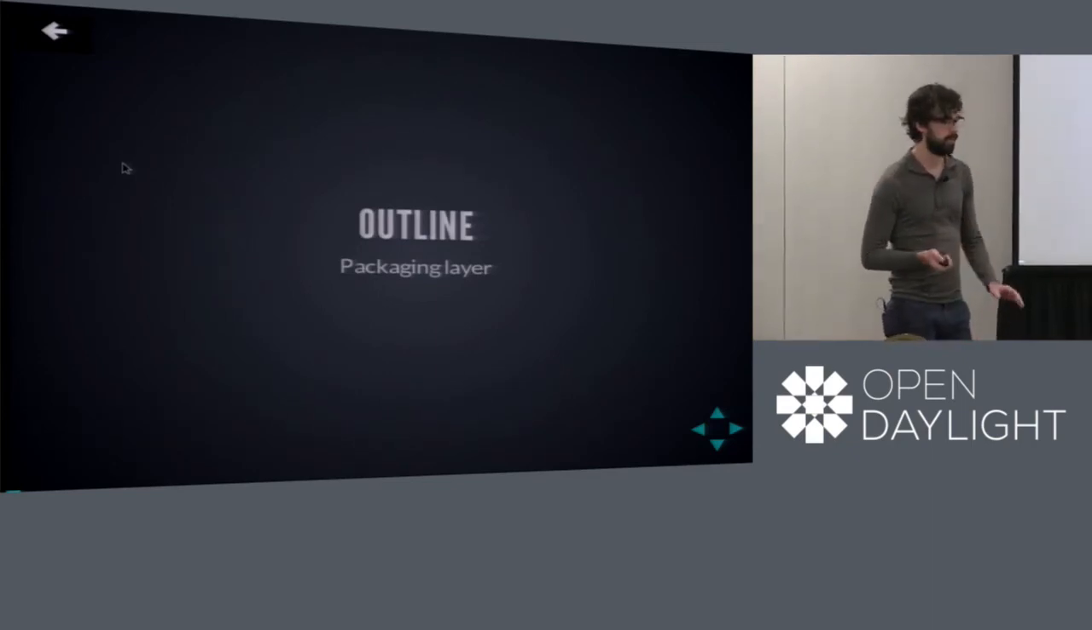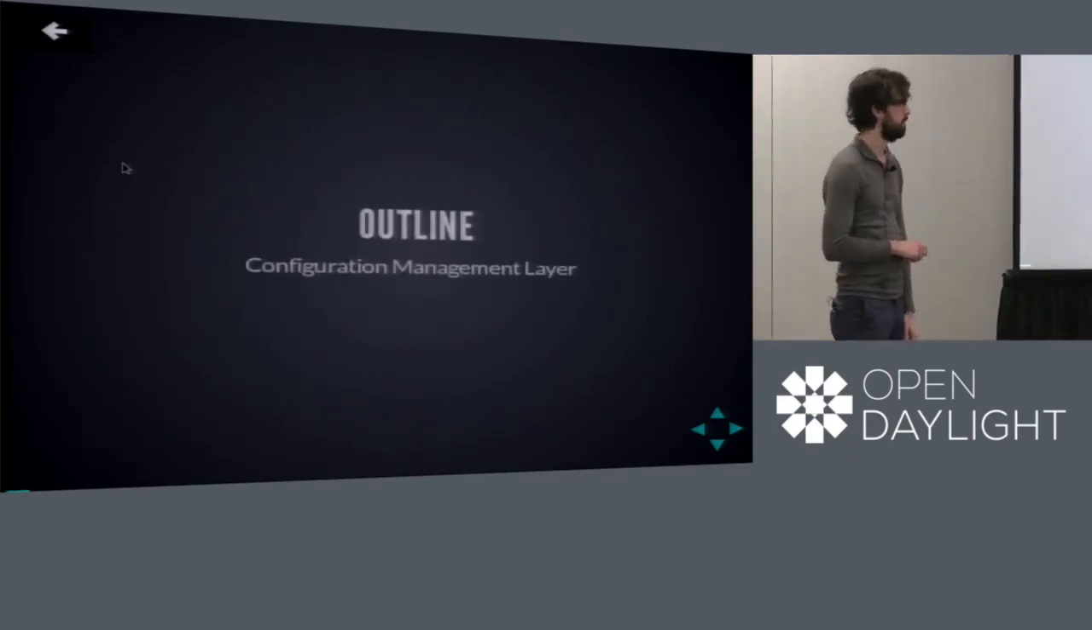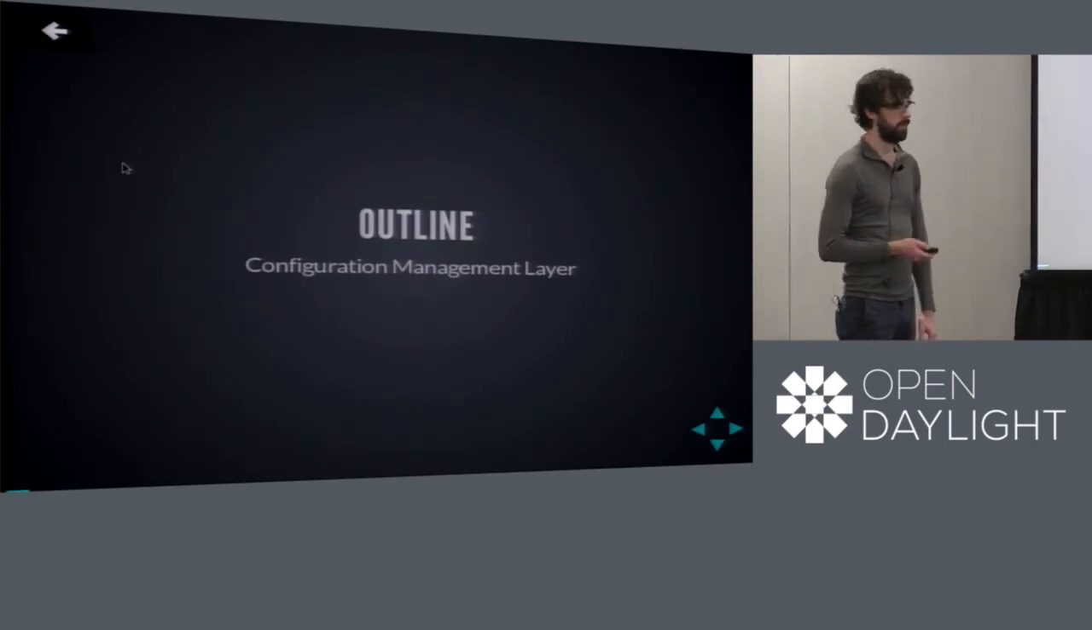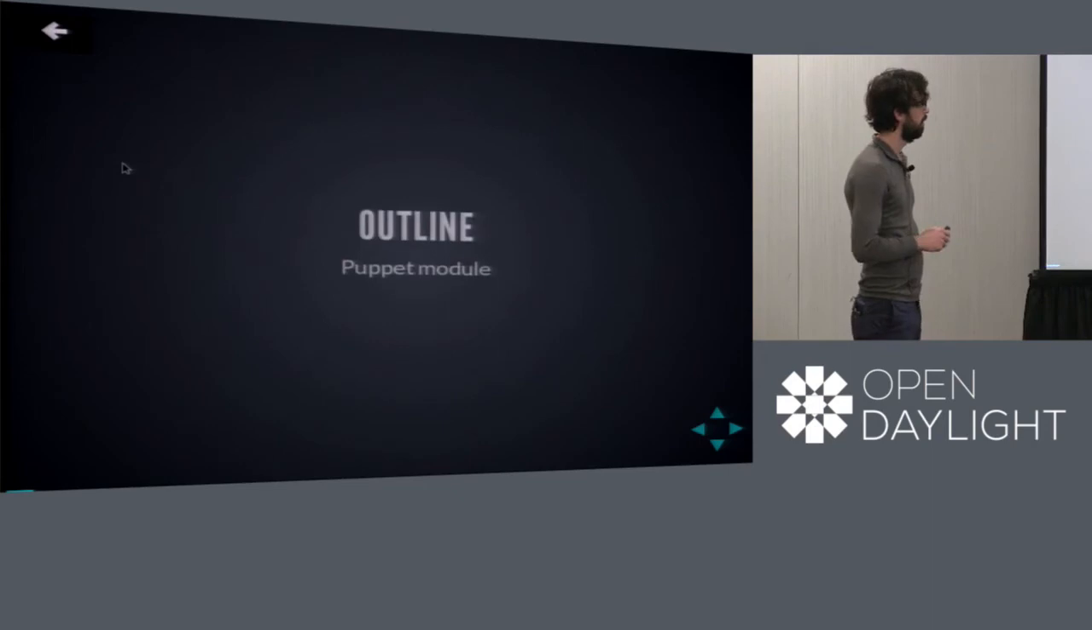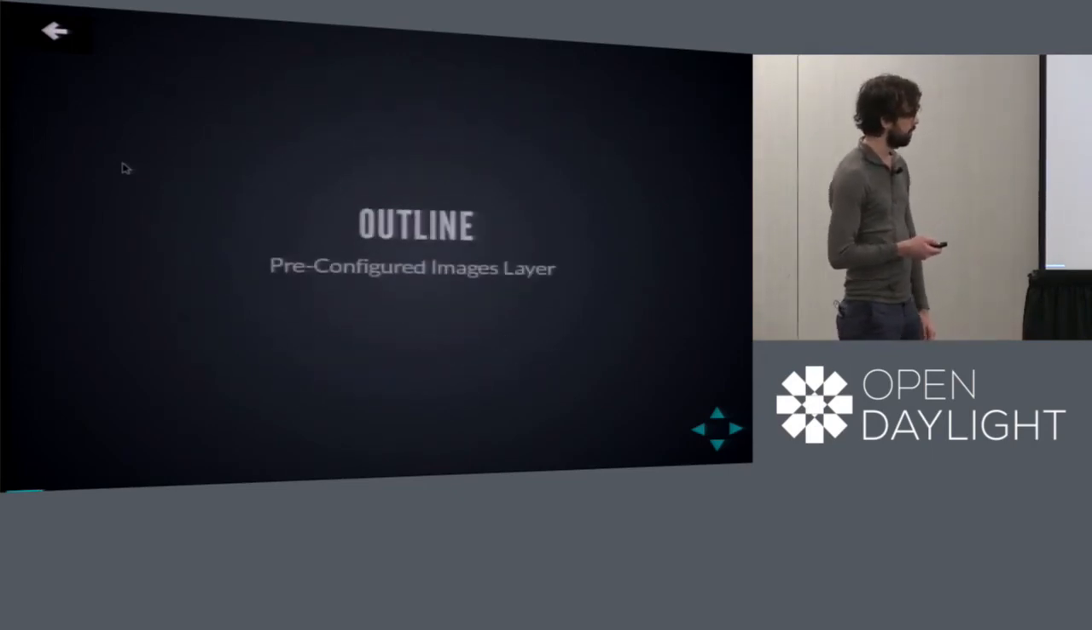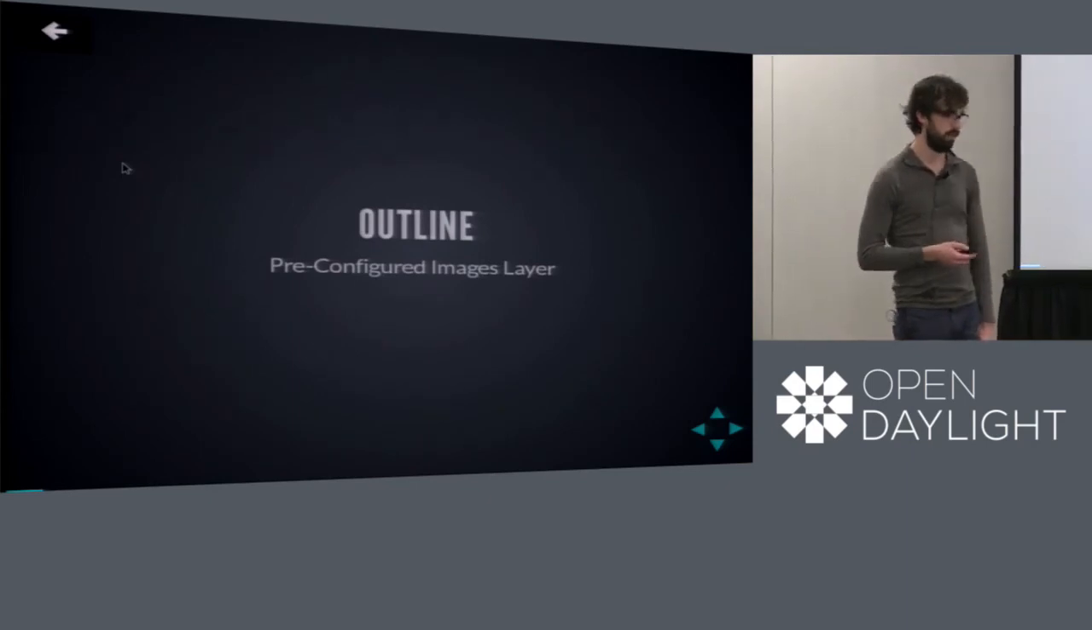The first layer is the packaging layer, so that includes things like RPMs and debs. The second layer is a configuration management layer that consumes the packaging layer and then does additional configuration on top of that. So this would be like our Puppet module and our Ansible role. And then the third layer, the top layer, is the pre-configured images layer.